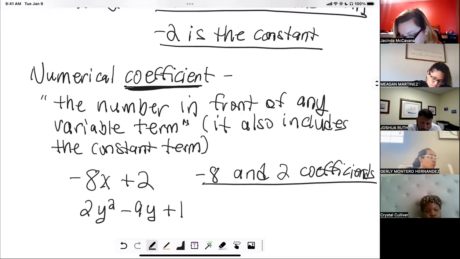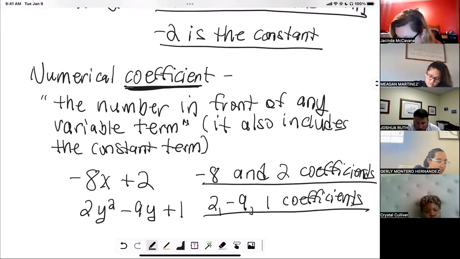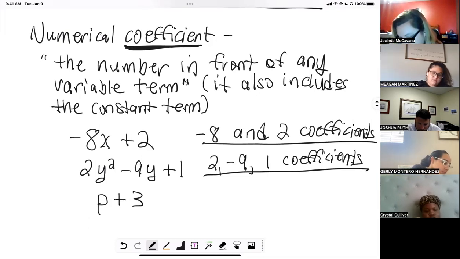If I have 2y squared minus 9y plus 1, I have 3 coefficients. I have a 2, a negative 9, and a positive 1 for my coefficients. Let's just say, though, this is an interesting one, and I have p plus 3. I still have 2 coefficients. So basically coefficients in every term.